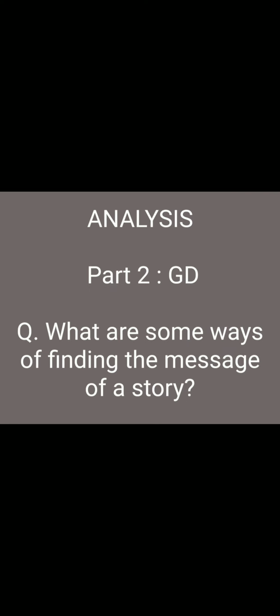What are some ways of finding the message of a story? To find the message of a story, we should look at what happens to the main character at the end of the story. If something bad happens to the main character, the message may be to not make the same mistake as the character. If something good happens to the main character, the message could be that we should do what the character does in the story.